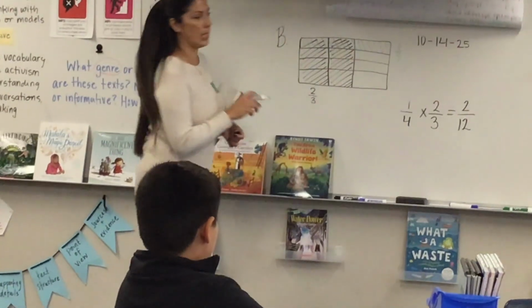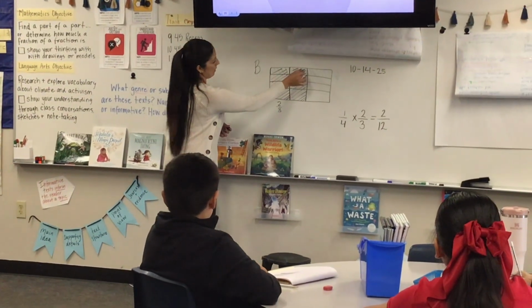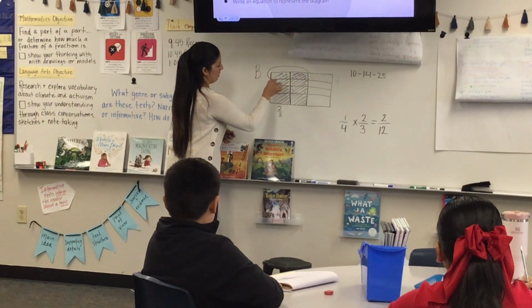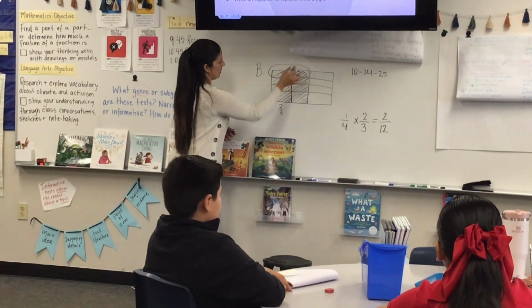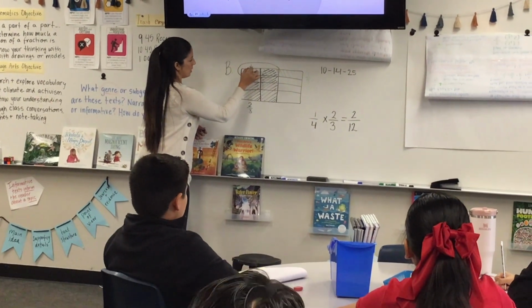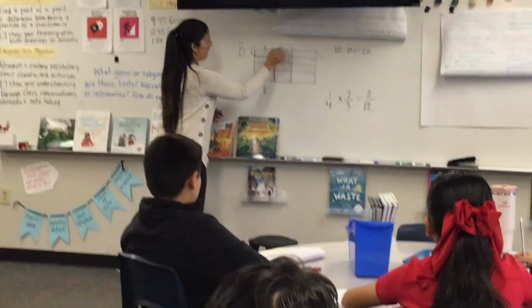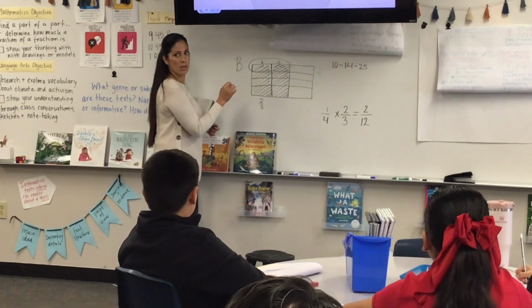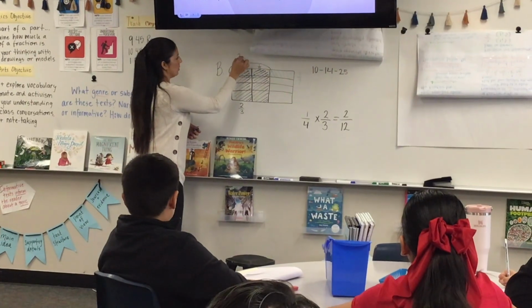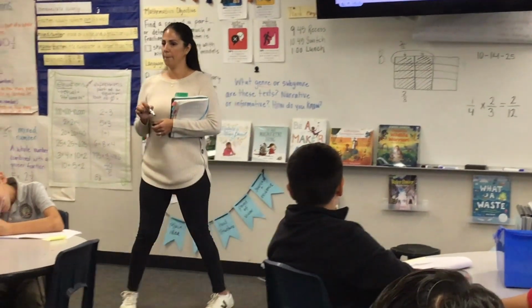Where is the double shading happening? Do we see that it's happening up here? Shaded twice? Right? So this one right here is 1/12, and then this one right here is 1/12, correct? So it's 2/12. Do we see that?